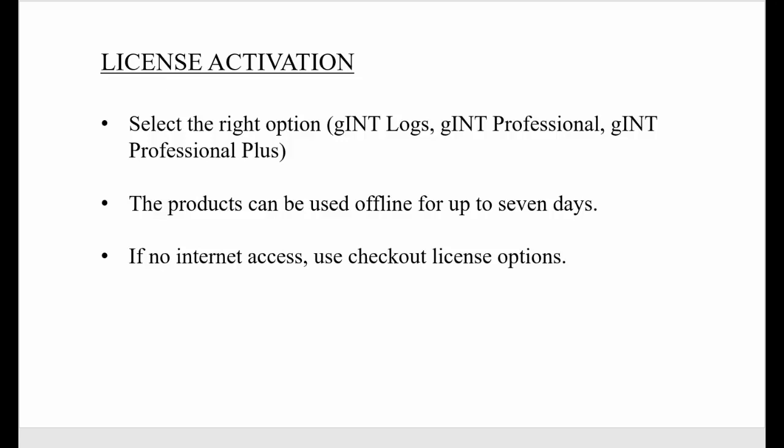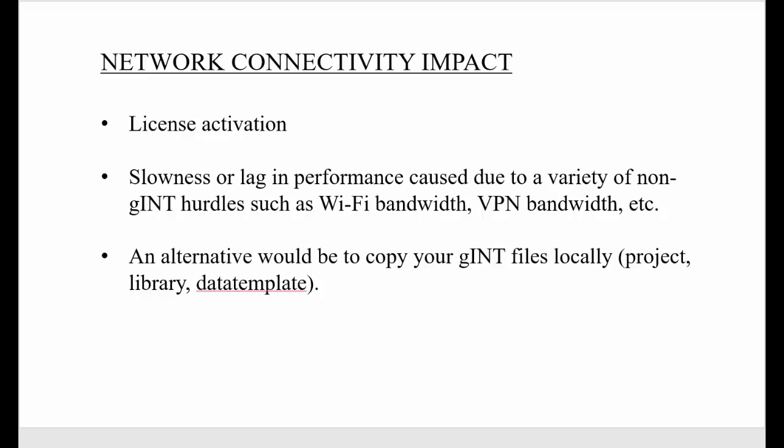When working remotely from home, one has to understand the connectivity impact that they might have on their working process. The slowness or the lag in the performance caused due to a variety of non-gINT hurdles such as Wi-Fi bandwidth or VPN bandwidth might be taken into account. Alternatively, you can copy your gINT files from your company network or your company server and bring them on locally to your gINT folders on your local machine or your local hard drive. gINT files normally would comprise of gINT project with the extension GPJ, gINT library with the extension GLB, and gINT data template file with the extension GDT.